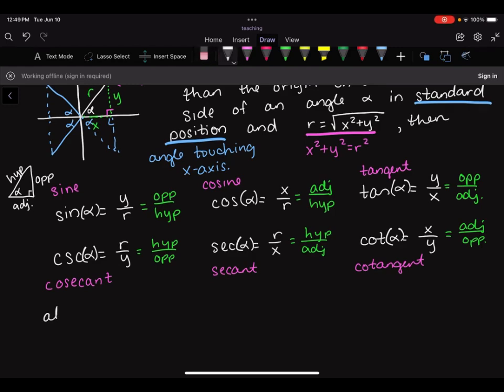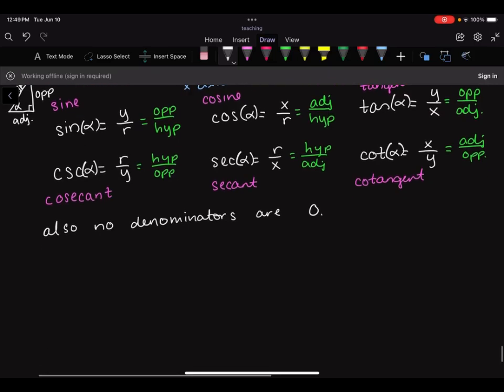Also, we want to mention here that no denominators are 0. If we do get a denominator of 0, we're going to call that undefined. It is possible, so we'll talk about it.